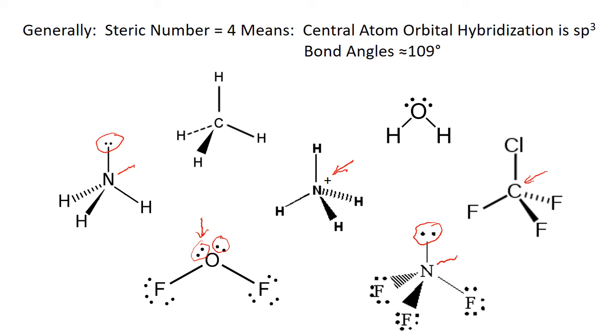So valence bond theory has a perfect correlation between steric number and orbital hybridization. We've seen in this video what happens when the steric number is 4. We get sp3 hybridization and bond angles of 109. In a subsequent video, I'll look at the situation of valence bond theory for steric number equals 3.